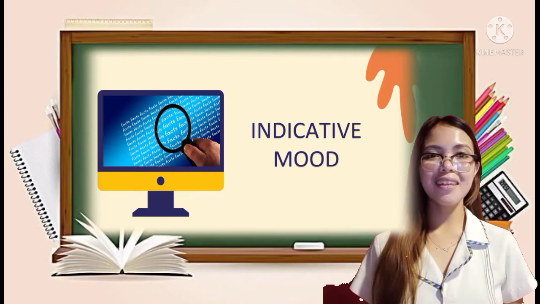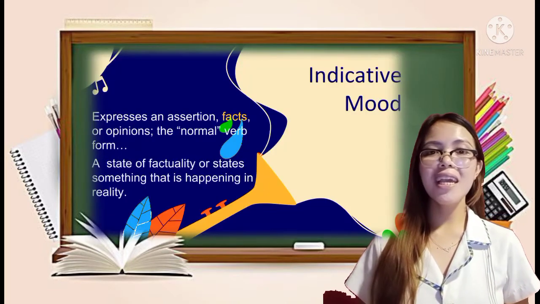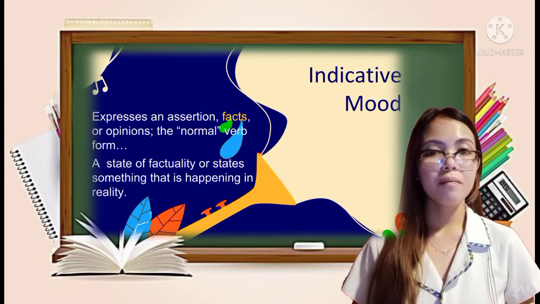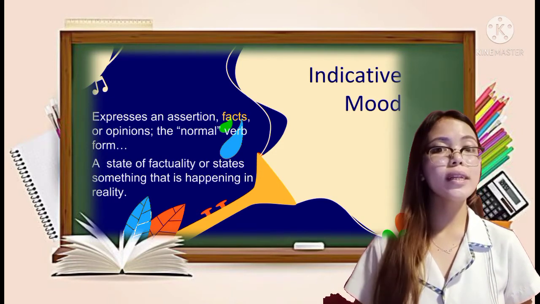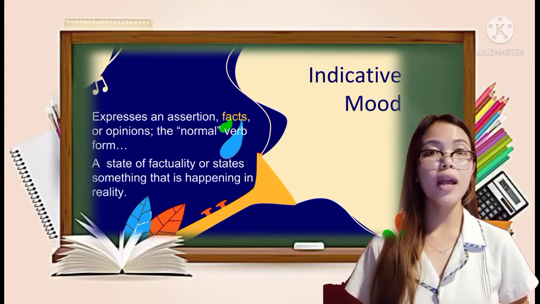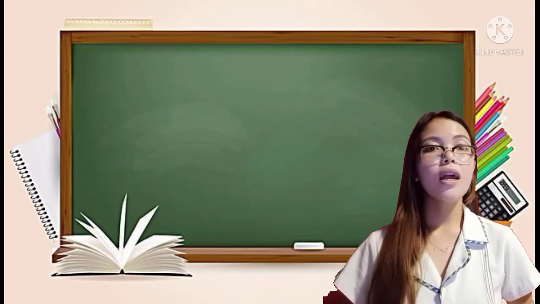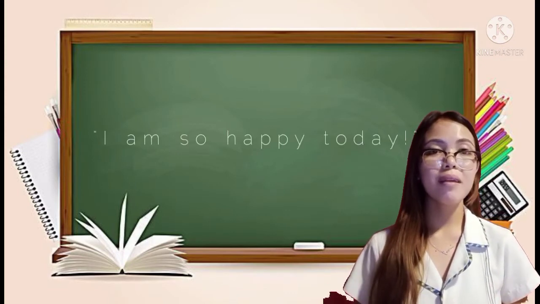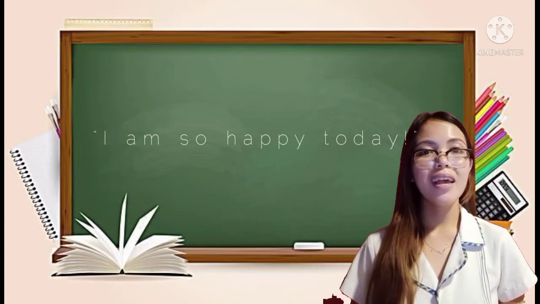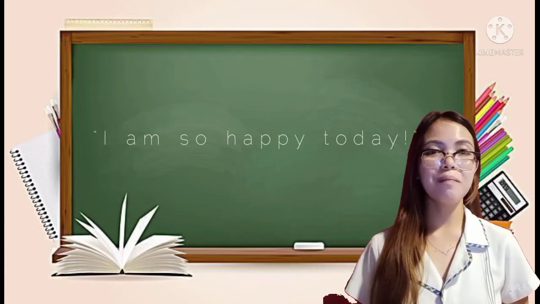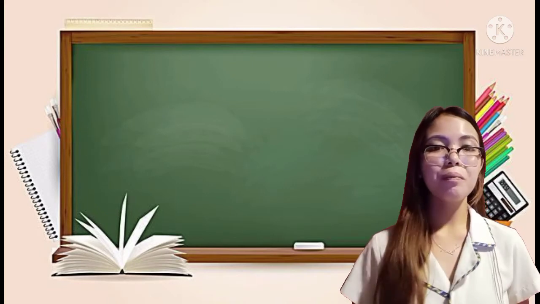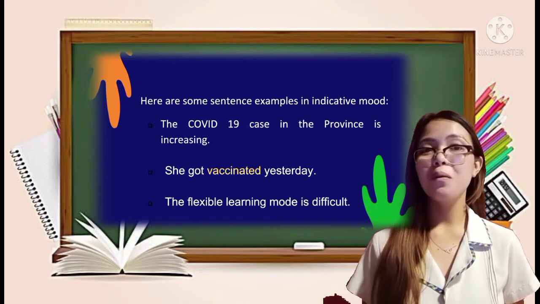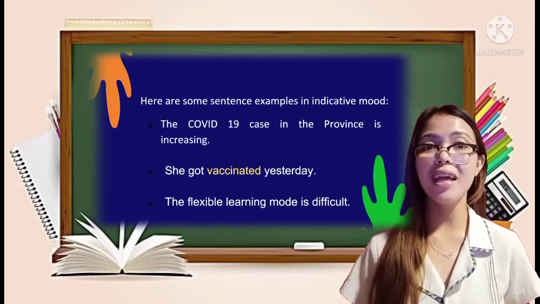So what is indicative mood? Basically, it expresses an assertion, facts, or opinions. It states factuality or states something that is happening in reality. Say for example, you're telling your friend how happy you are today because that's how you really feel. And that's indicative mood. Some other examples are: the COVID-19 case in the province is increasing, which is happening in reality, and that's a fact.